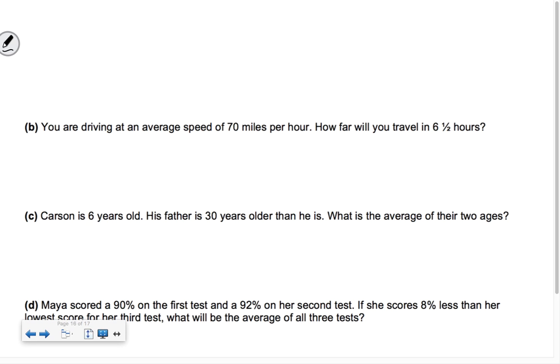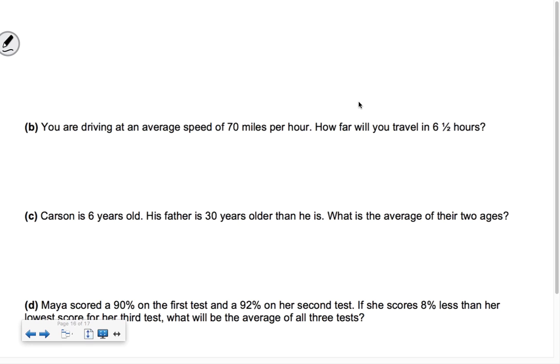All right, so you are driving at an average speed of 70 miles per hour. How far will you travel in 6.5 hours? Is this what I'm on? Did I skip something? I did, didn't I? It looks like it's missing part of my picture. Yeah, you're missing. I don't know why I did that. All right, so anyway, what does number 4 say? Where am I? I got it.